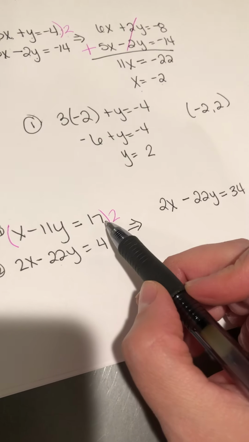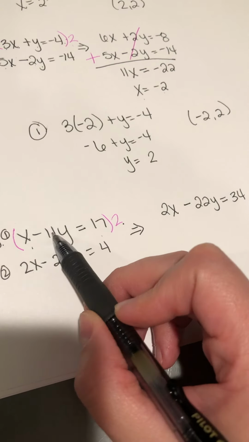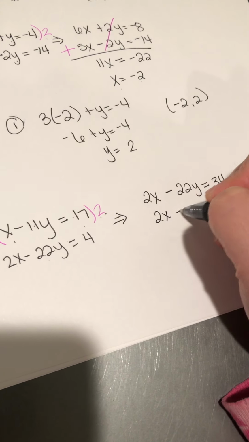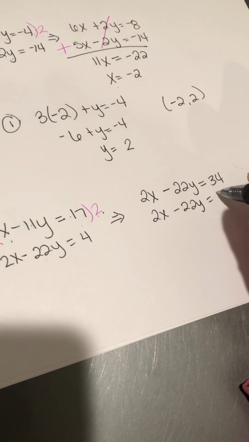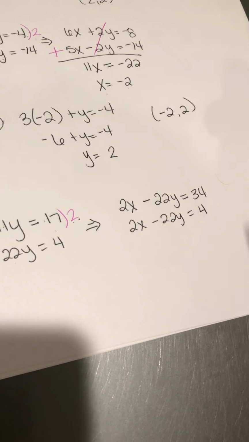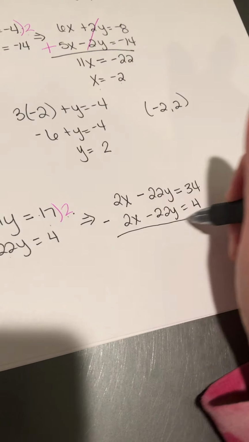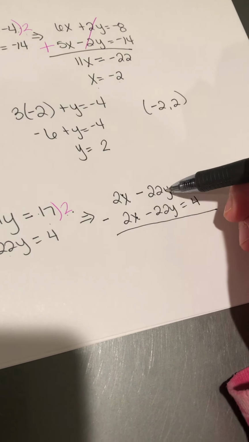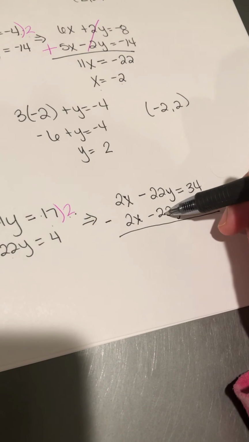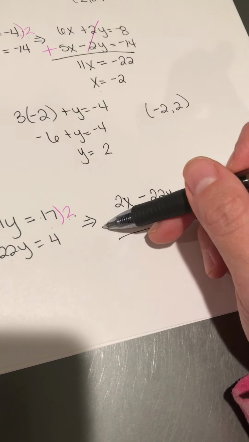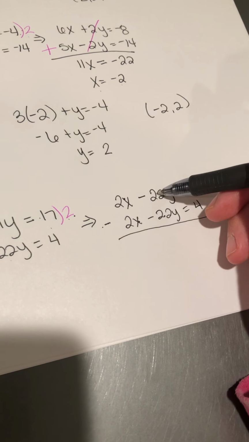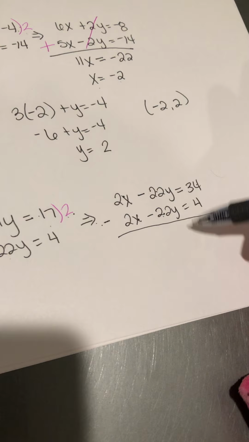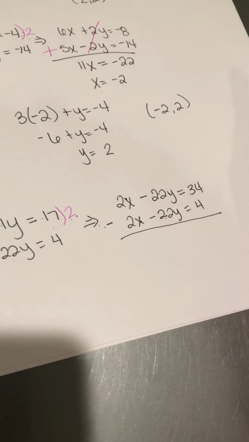So if I multiply by a positive 2, 2x minus 22y equals 34. And then I didn't do anything to the second. Right? I can write subtract out here. 2x minus 2x, gone. Negative 22y minus negative 22y, so that's actually negative 22y minus a negative, which is a positive. So negative 22y plus 22y, gone. 34 minus 4 is 30. That's fine if you want to do that.